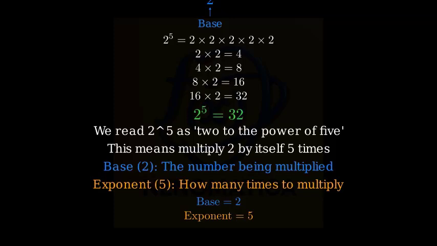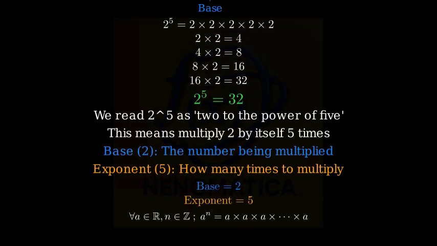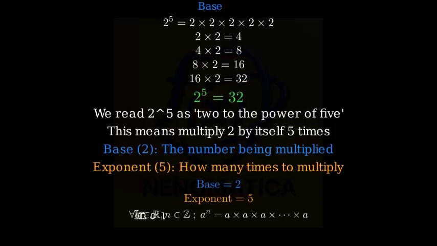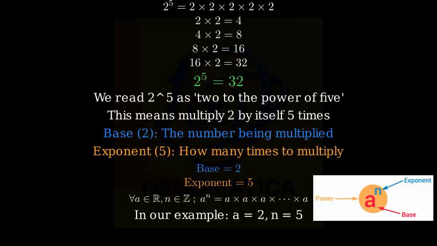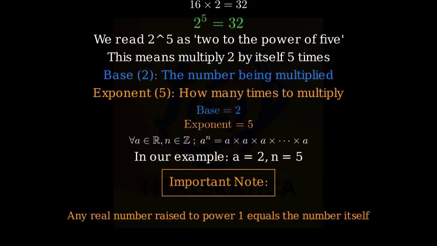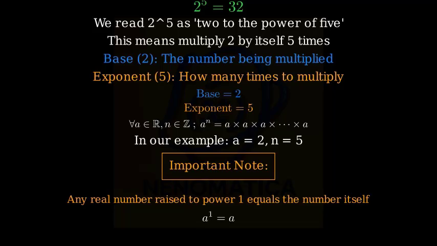Now, let's look at a more formal definition of exponents. If a is a real number and n is an integer, then a raised to the power n is defined as a multiplied by itself n times. In mathematical notation, we write this as a to the n equals a times a, and so on, with a appearing n times. Here's an important note to remember. Any real number raised to the power of 1 equals the number itself. For example, a to the power of 1 equals a.